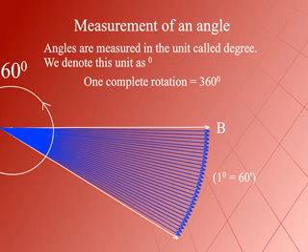We denote it by 2 primes, that is 1 minute is equal to 60 seconds. 1 rotation is equal to 360 degree. 1 degree is equal to 60 minute and 1 minute is equal to 60 seconds.